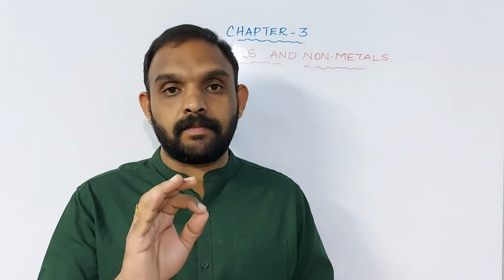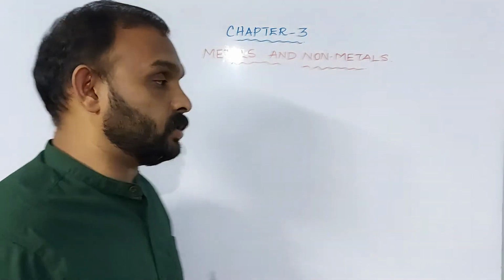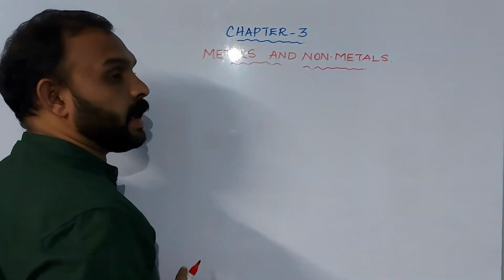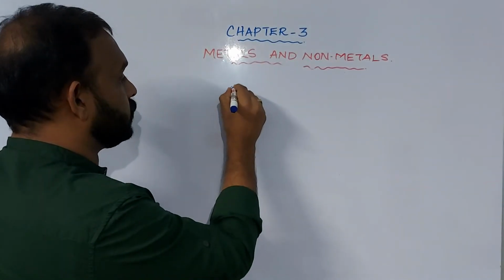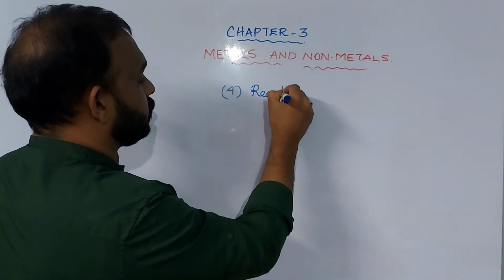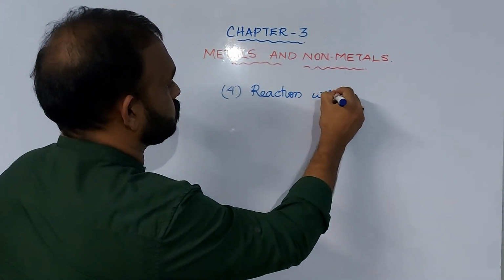The same reason applies to the next reaction, that is reaction of nonmetals with dilute acids. Nonmetals do not react with dilute acids because they don't have any free electrons to displace hydrogen from dilute acids. So you have to remember these two reactions are not possible with nonmetals. Now coming to the next reaction, the fourth one, reaction with hydrogen.